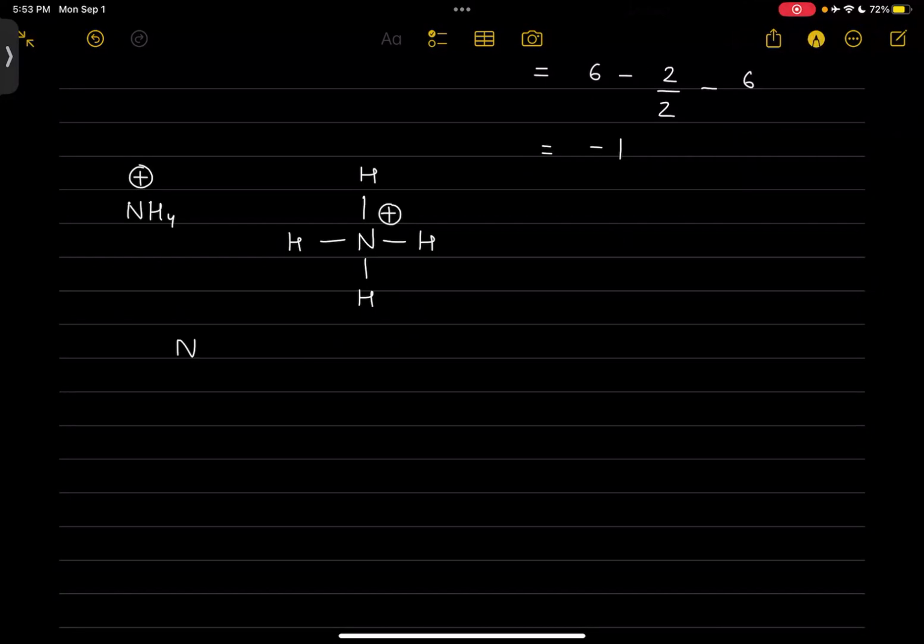Nitrogen has how many electrons? Nitrogen has 5, correct. So 5 electrons are there on the nitrogen. Hydrogen has just 1 electron. So I bring 3 hydrogen atoms, right? This is how ammonia is prepared, NH3. Now, this is for the ammonia, not for the ammonium ion.